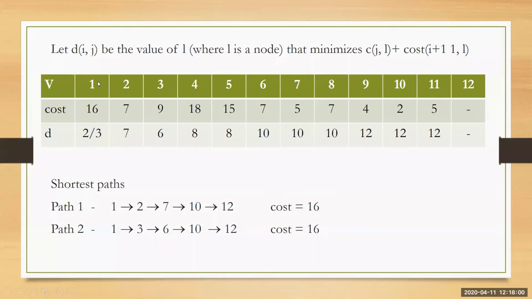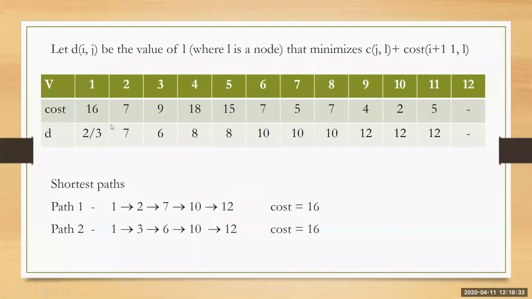Now observe this table. We start from 1 because the source vertex is 1. Starting from 1, the destination is 2. Now I will consider only 2. Where does 2 lead to? 2 leads to 7. Write that: 1 leads to 2, 2 leads to 7. Now where does 7 lead to? Look at column number 7. 7 leads to 10. Write that, 7 to 10. And where does 10 lead to? 10 leads to 12. So write that, 10 to 12. So the total cost is 16.